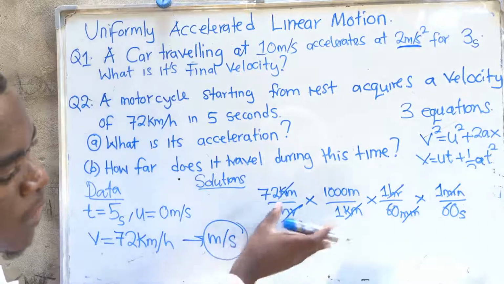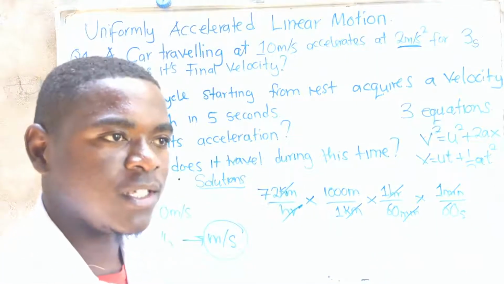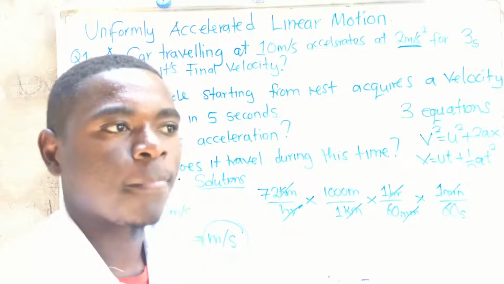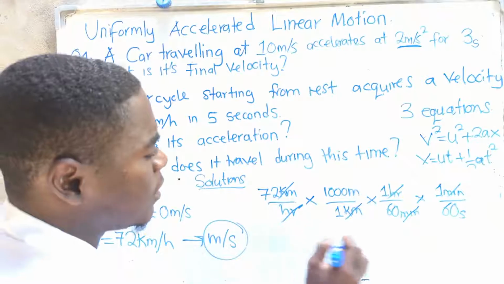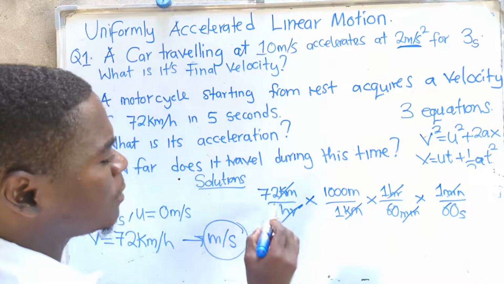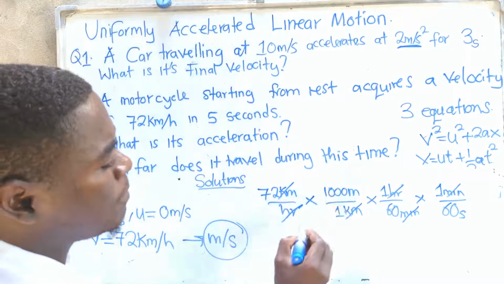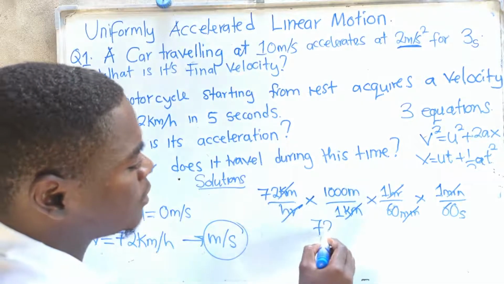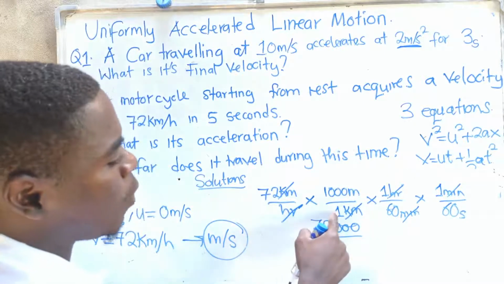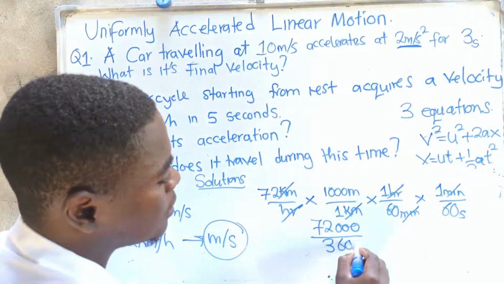So if you don't know how to convert this, stay connected to this channel, to this page. I'm going to help you out to handle these questions. So now, have you seen, I've just remained with the meter and second there. So if I multiply on top there, I'm going to have 72 multiplied by 1,000. This is 72,000. Then I divide by 1 times 60 times 60. I'm going to have 3,600.